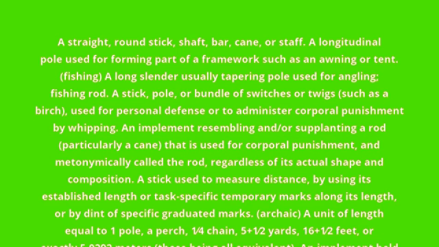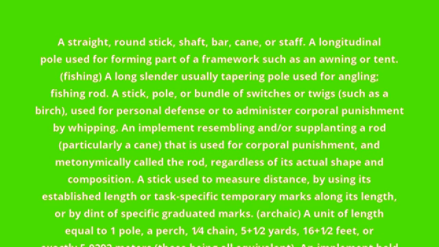Fishing: a long, slender, usually tapering pole used for angling; a fishing rod. A stick, pole, or bundle of switches or twigs, such as a birch, used for personal defense or to administer corporal punishment by whipping. An implement resembling or supplanting a rod, particularly a cane, that is used for corporal punishment, and metonymically called the rod, regardless of its actual shape and composition.